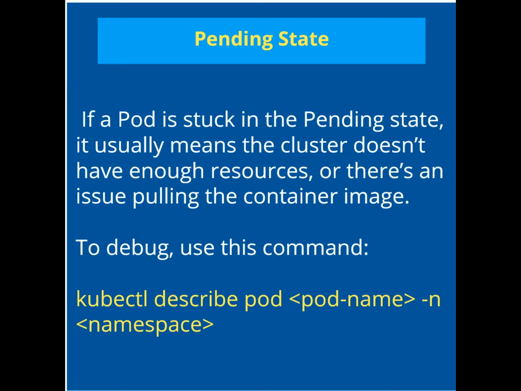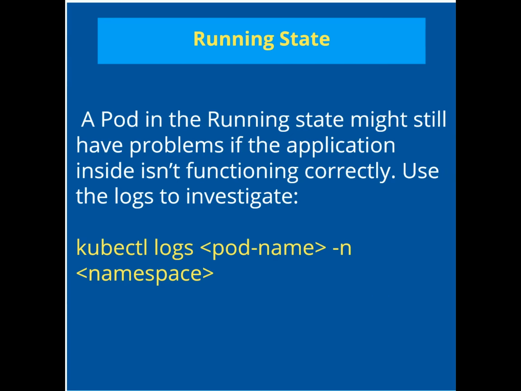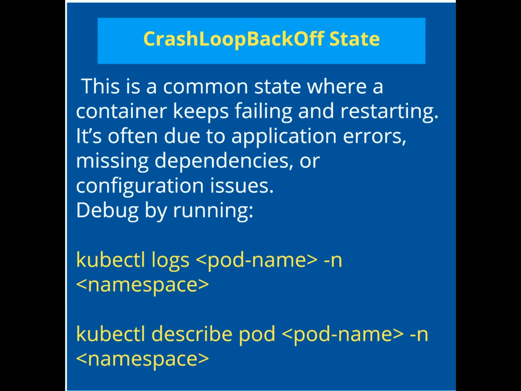Running state. A pod in the running state might still have problems if the application inside isn't functioning correctly. Use the logs to investigate: kubectl logs <pod-name> -n <namespace>. CrashLoopBackOff state. This is a common state where a container keeps failing and restarting. It's often due to application errors, missing dependencies, or configuration issues. Debug by running kubectl logs <pod-name> -n <namespace>, and kubectl describe pod <pod-name> -n <namespace>.